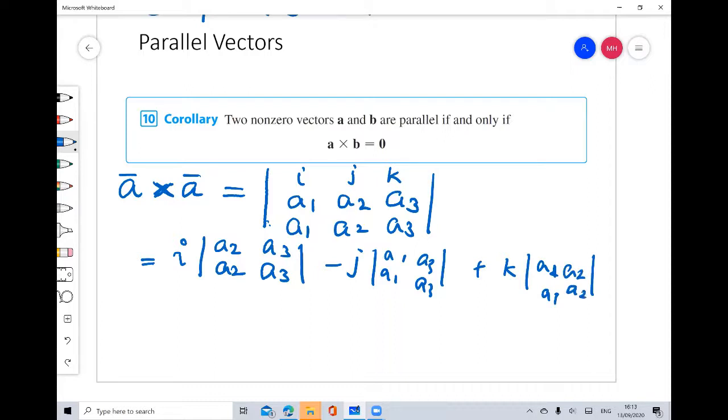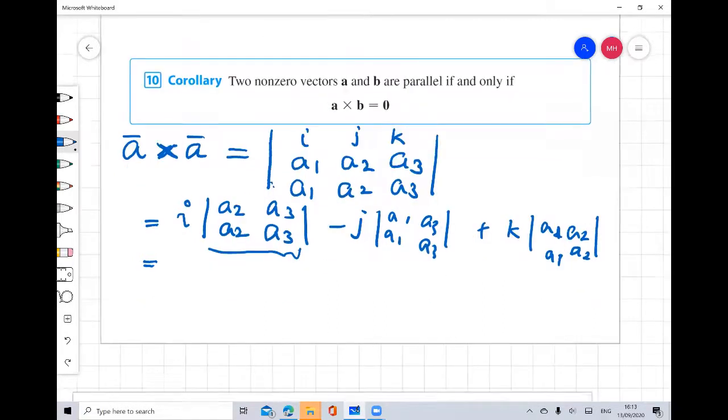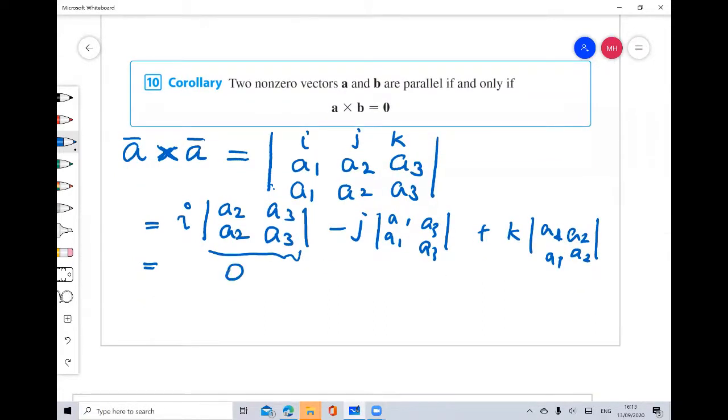Now it's obvious, I think you already saw it, that the determinant of each of these 2 by 2 submatrices is 0, and I have a 0 here, a 0 here, and so on. So I have a 0 vector that has 0 components everywhere. So the cross product of a vector by itself is equal to 0. Okay, now we know this information.